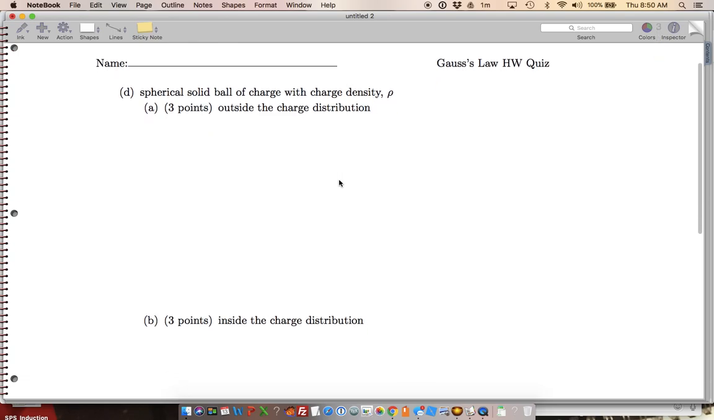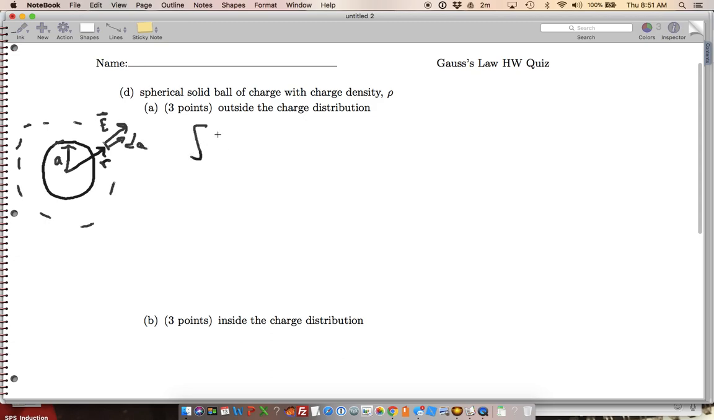Spherical ball of charge with a charge density rho. This is like what we did yesterday, so I'll just go through it quick. This is my spherical ball of charge, and my Gaussian surface. My R goes out to here. My ball of charge has a radius of A, and then my electric field is going to be pointing this way. So that's my E. My dA is pointing the same direction.